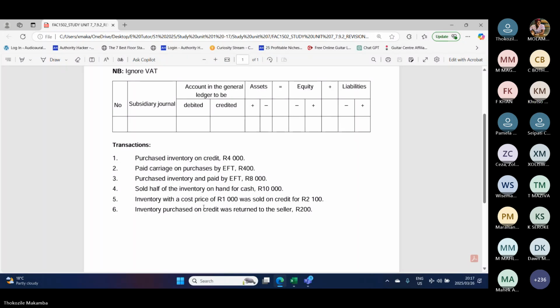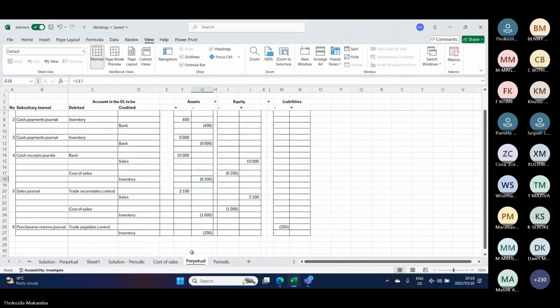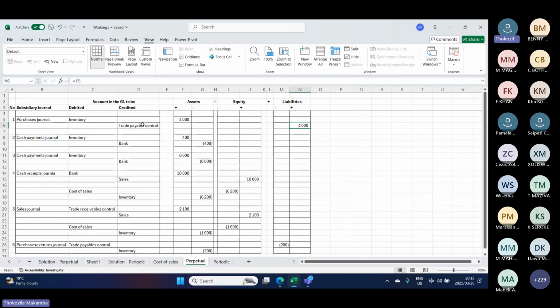Good evening. So I'm a bit lost, or I'm not sure, maybe I'm the one who did the wrong thing on my side. On the first transaction on the perpetual inventory system, it says we purchased inventory on credit. On your slide you did record inventory at 4,000, then trade payables 4,000. But I'm not sure, maybe I didn't see properly, you did record the 4,000 on the asset side. Are we not recording on the liabilities? The liability is increasing by 4,000.